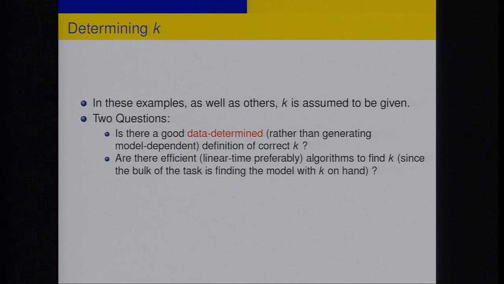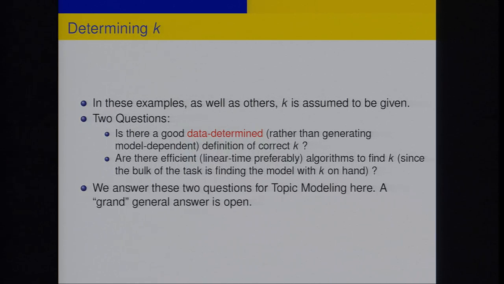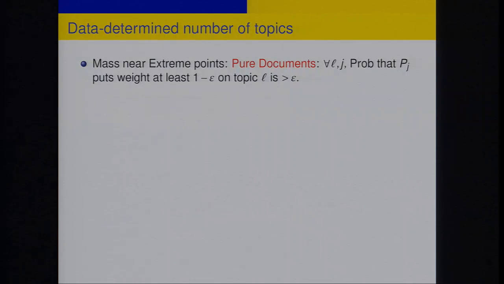And perhaps a more interesting problem in practice is: is there an algorithm, preferably linear time? Knowing K is a starting point for most algorithms on topic modeling or community detection, all these areas, or Gaussian mixtures. So you want to solve it fast. In fact, linear time would be good. So we answer these two questions for topic modeling here. A quote-unquote grand general answer is open, and I will formulate a conjecture which would be nice to prove, perhaps generally. So here is a data-determined definition of the number of topics, just for topic modeling.